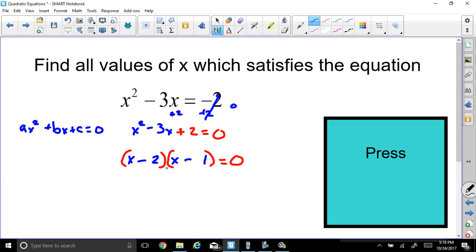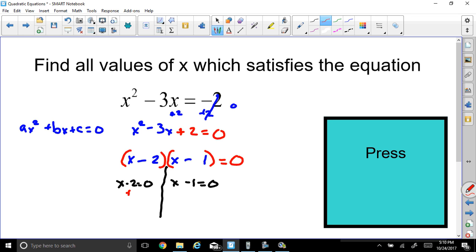All I have to do is split this in two parts. I have x minus 2, solve that, equal to 0, and x minus 1, solve that, equal to 0. If this part is 0, then 0 times whatever the other side is will be equal to 0 by the zero property. Or if the other side is whatever x is that makes it 0, multiplied by this side, that'll be 0.